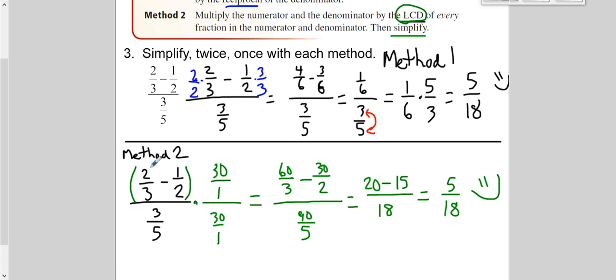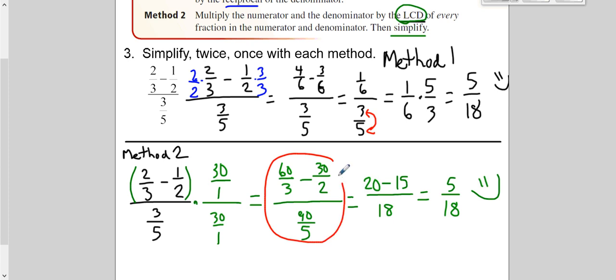Because look, if we do 30 times 2/3, well, 30 divides evenly by 3. That's why we are using 30. So 30 divided by 3 is 10. 10 times 2 is 20. Can jump right to here. 30 times 1/2. Well, what's 1/2 of 30? 15. And here, 30 divided by 5 is 6. 6 times 3 is 18.